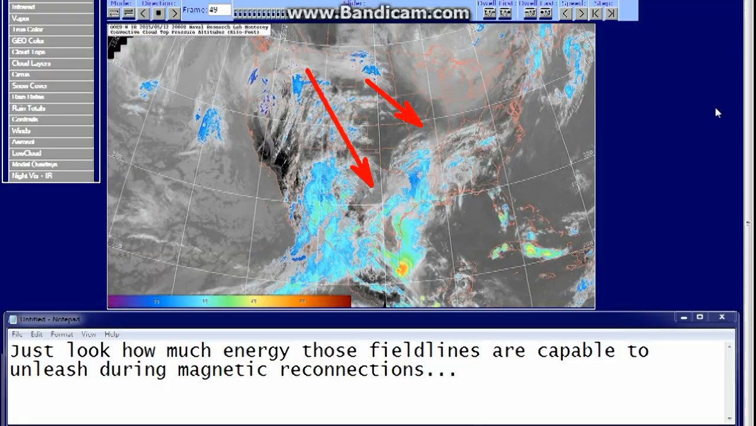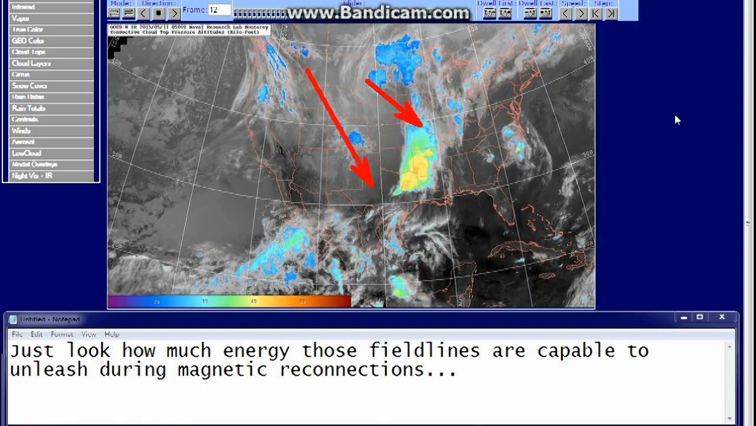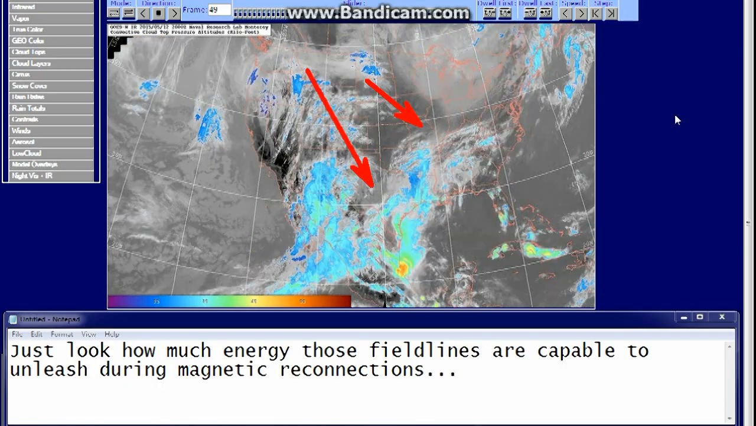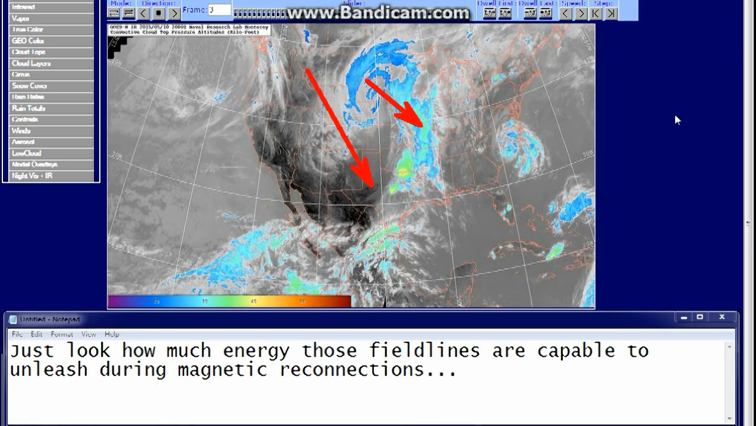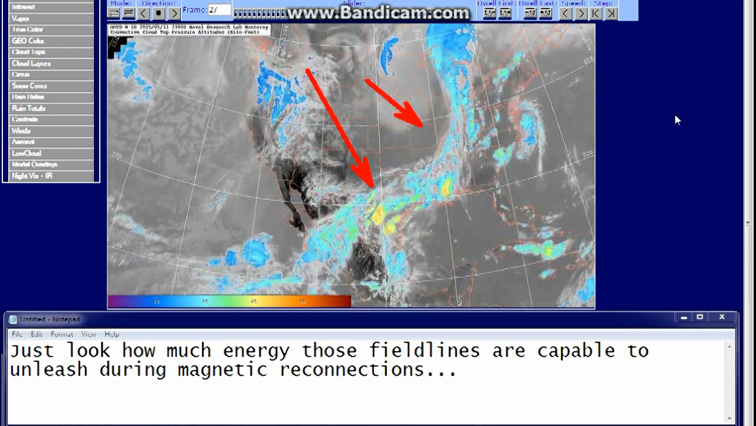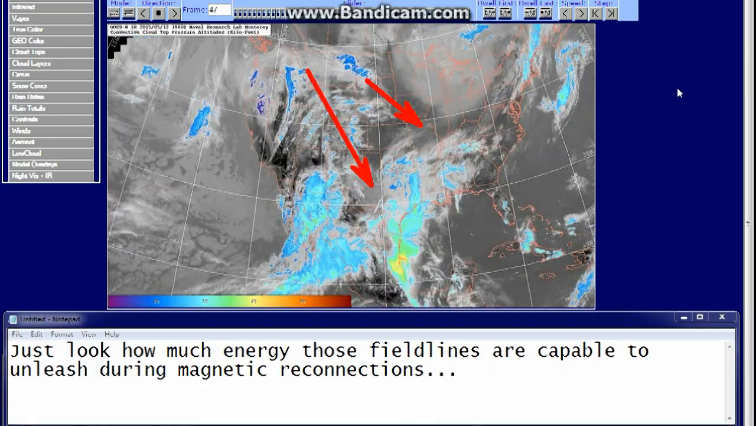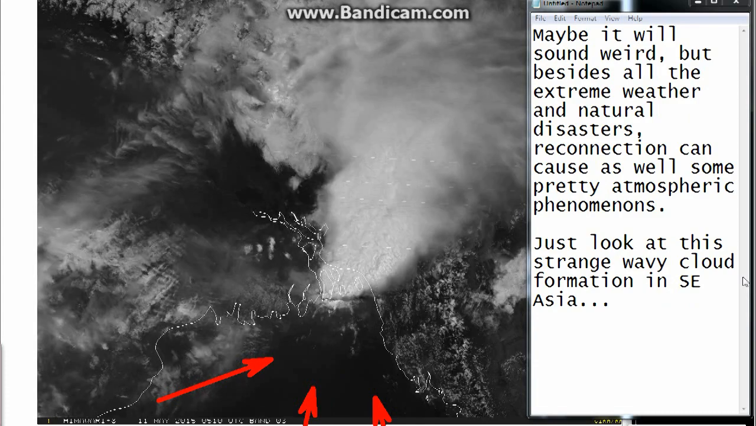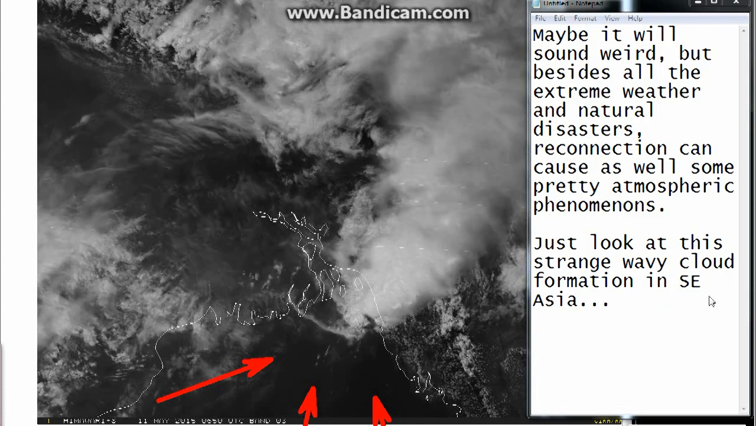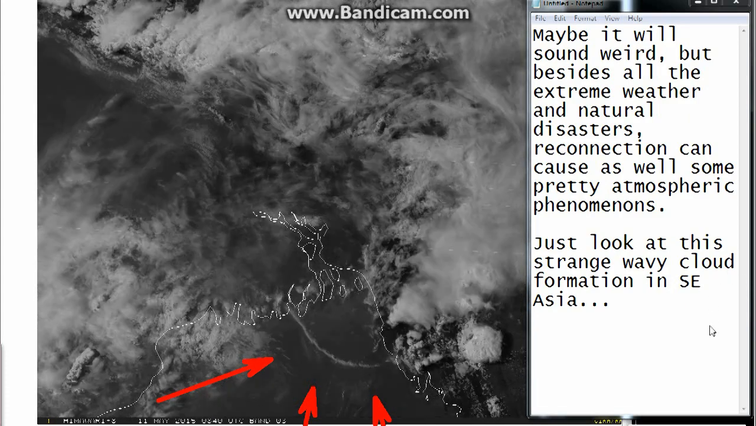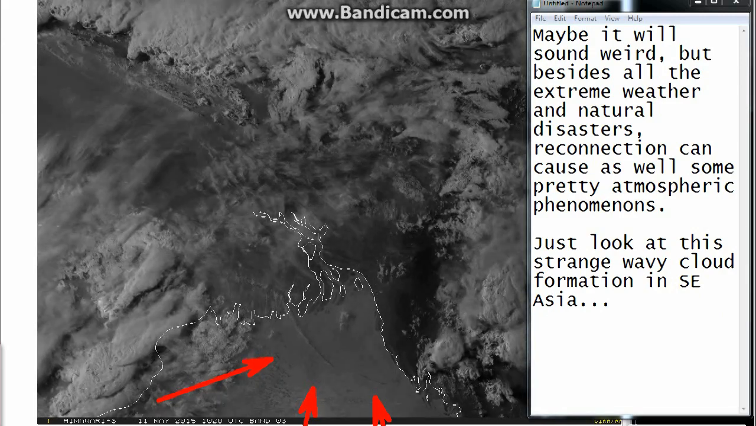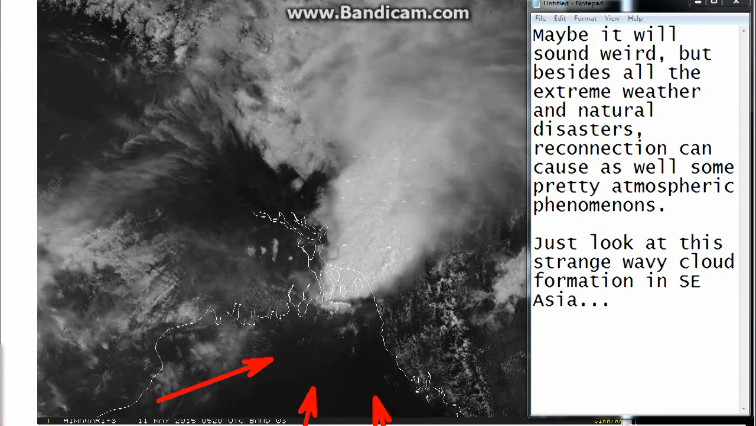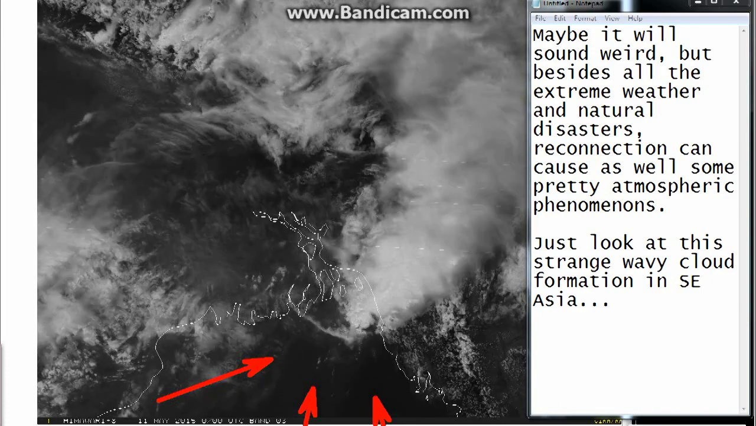Just look how much energy those field lines are capable to unleash during magnetic reconnections. Maybe it will sound weird, but besides all the extreme weather and natural disasters, reconnection can cause as well some pretty atmospheric phenomenons. Just look at this strange wavy cloud formation in Southeast Asia.